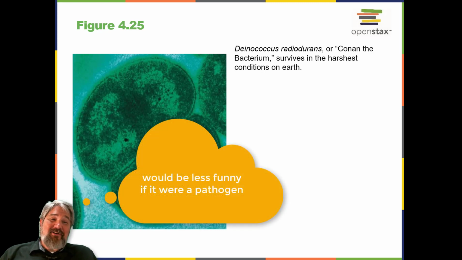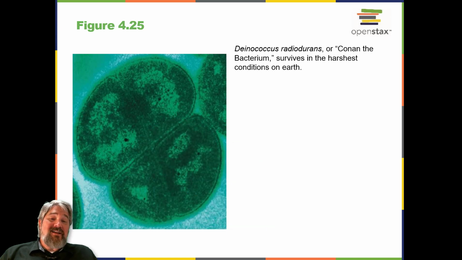Nicknamed Conan the Bacterium, D. radiodurans is considered a polyextremophile because of its ability to survive under the many different kinds of extreme conditions: extreme heat, drought, vacuum, acidity, and radiation. It owes its name to its ability to withstand doses of ionizing radiation that kill all other known bacteria. This special ability is attributed to some unique mechanisms of DNA repair.